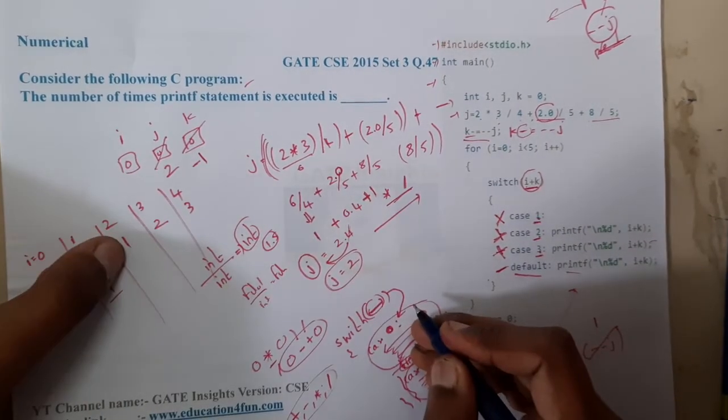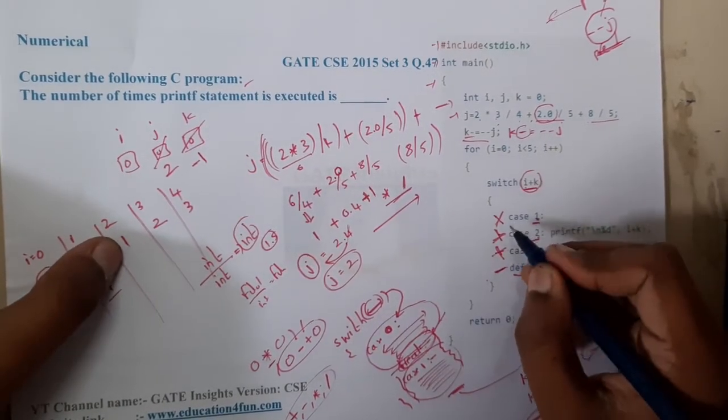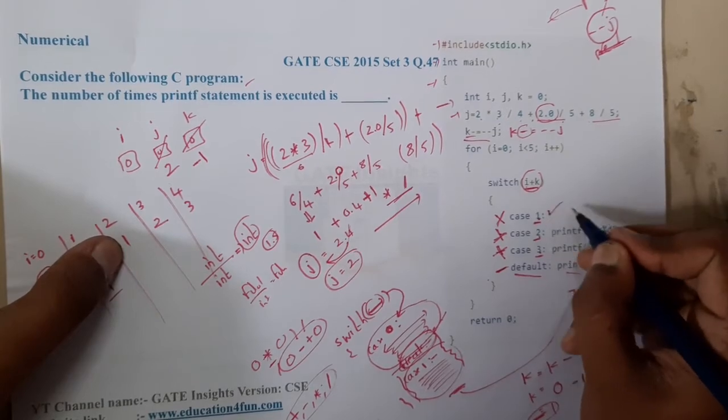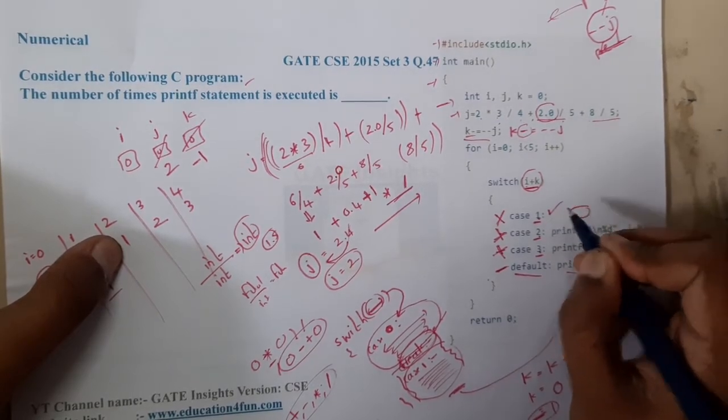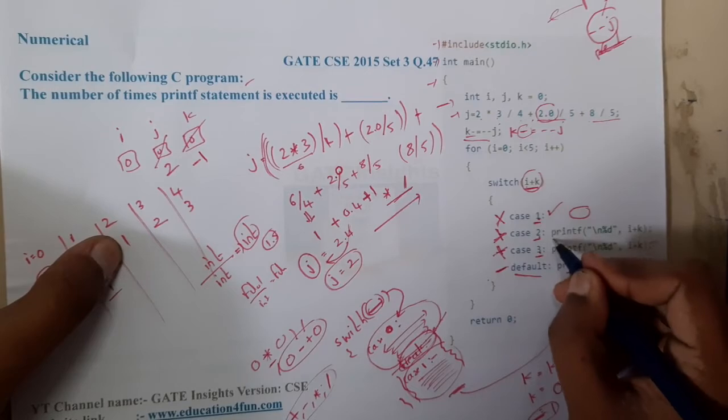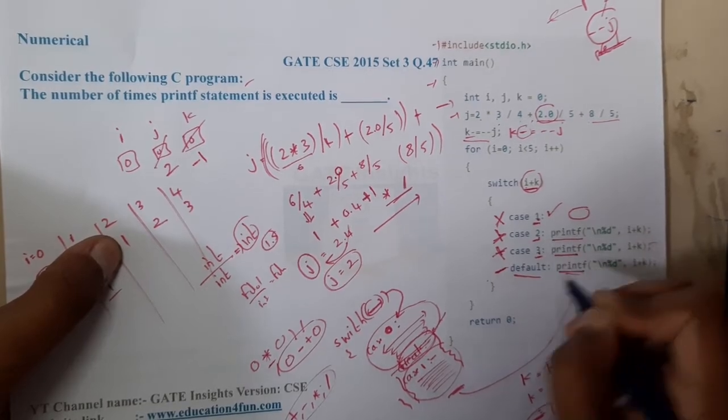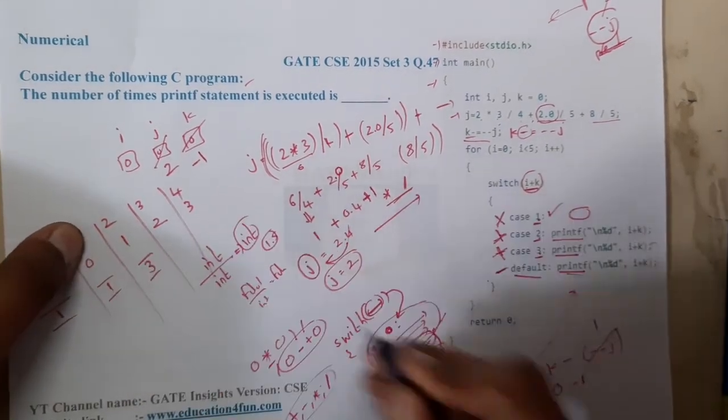Similarly, now coming to the case of 1. Is 1 equal to 1? Yes. But do we have a break here? No. Hence each and every statement will execute. So this print will execute, this print will execute, this print will execute. So in total 3 prints will execute.